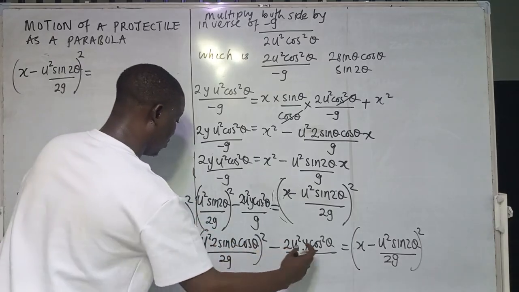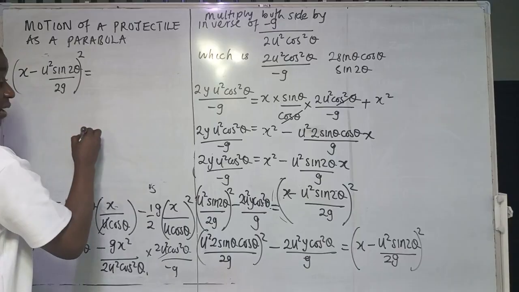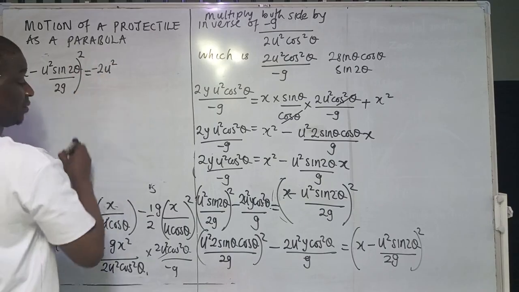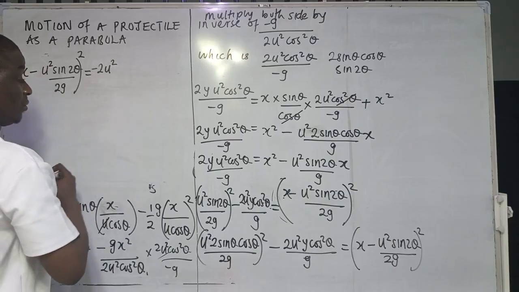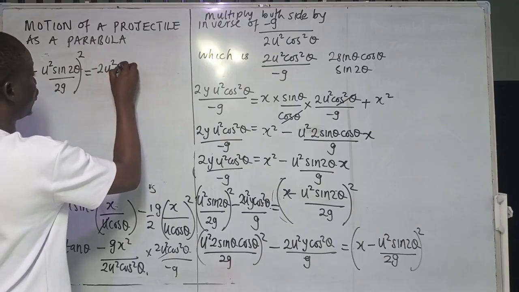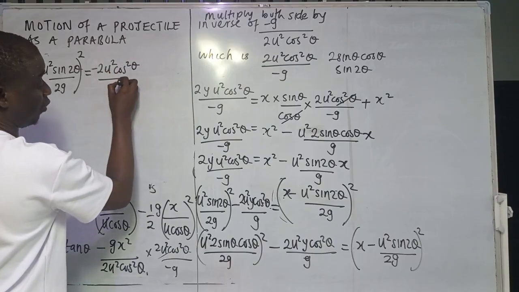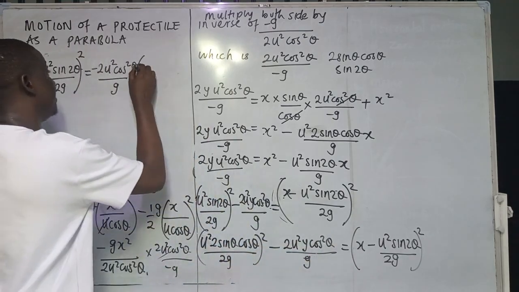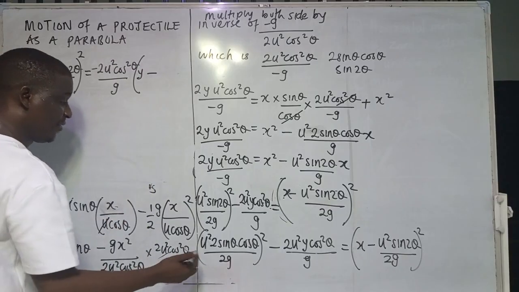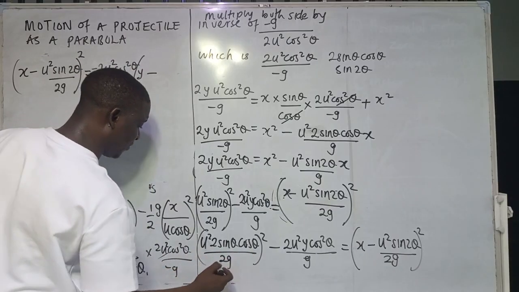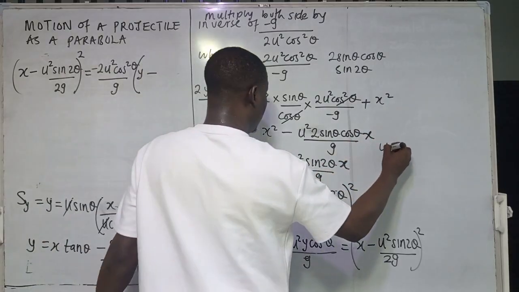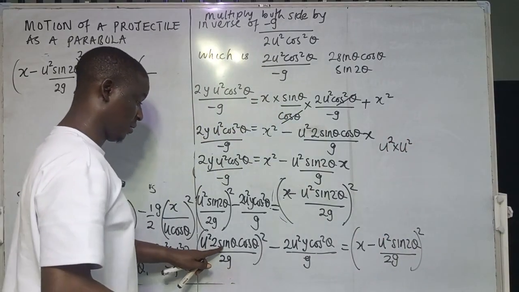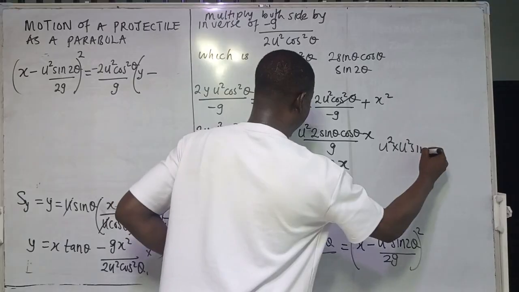Then this part, what is common on both sides now? We are going to have minus 2u square is common, then cos square theta over g. I write this one first, then the remaining y minus. This one is the same thing as u raised to power 4, or u square times u square. This one is sine square theta.